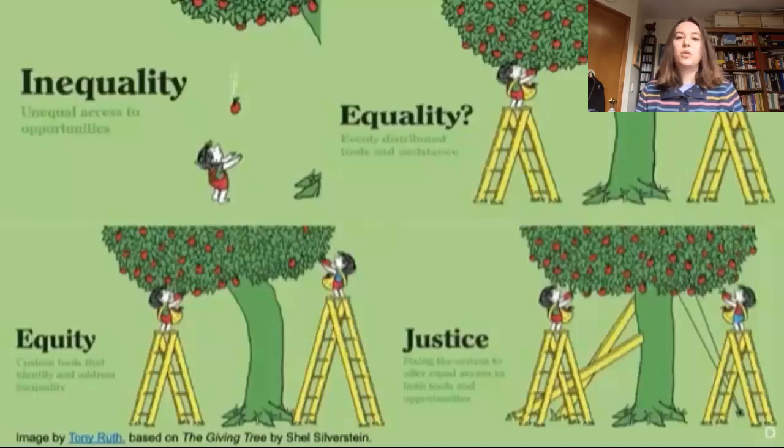This visual, which you may have seen before, can be helpful. As you can see here, the idea behind equality is to provide the same opportunities for everyone, but that doesn't take into account historical and contemporary forms of discrimination that mean that not everyone exists on a level playing field. Equity recognizes that different students may require different types or levels of support to redress disparities that they came in with.